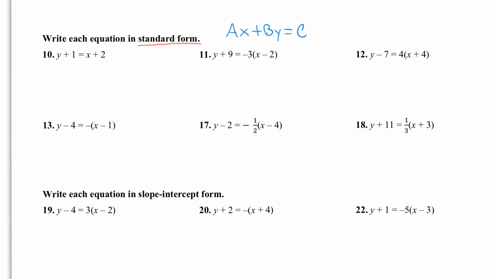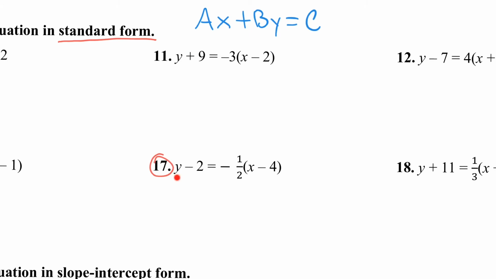So let's go ahead and look at one of the questions. Let's try number 17. I'm going to circle 17 here. The first thing is we have to identify what form we have. So if you see the form, y minus 2 equals negative 1/2 times the quantity of x minus 4. I'm just going to zoom in here a little bit so we can have a better look at it.